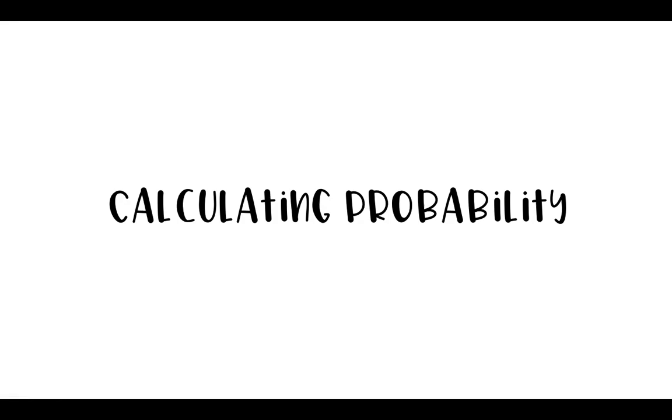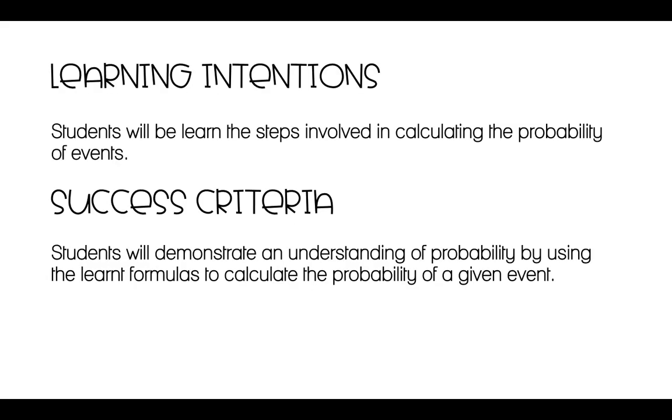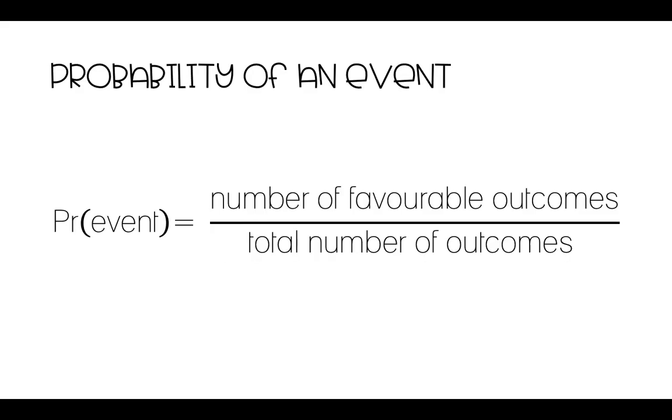In this video, we are going to look at how to calculate the probability of an event occurring. So we're going to learn the steps involved in calculating the probability and also be able to demonstrate our understanding of probability by using the formulas we've learnt to calculate the probability of a given event. So let's look at the formulas involved in calculating probability.